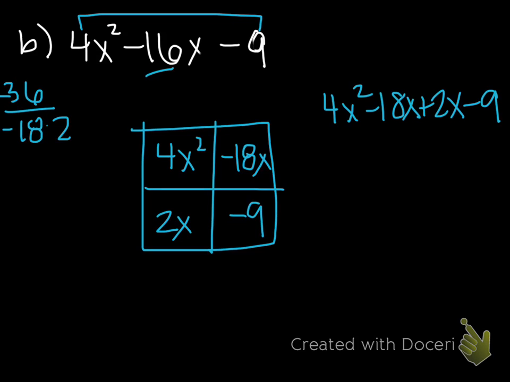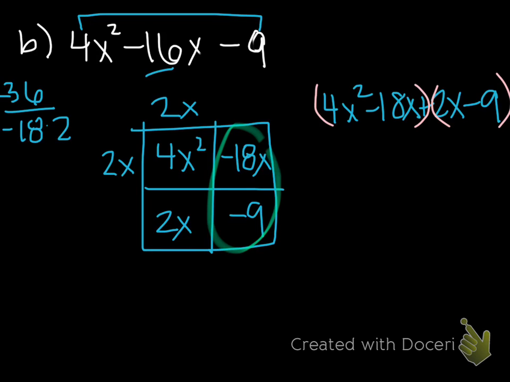Okay, and now we're going to find the outside of the box, or if you're grouping, you're going to group the first 2, group the second 2. So for my groupers, I'm looking at those 2 right there first. So I have a 4x squared and a -18x. And the greatest GCF that they have in common is going to be 2x. Then I'm going to look this way. A 4x squared and a 2x, the greatest GCF they have is a 2x.